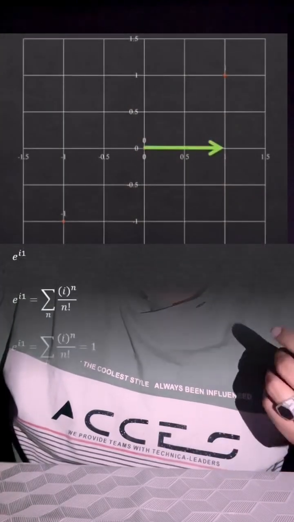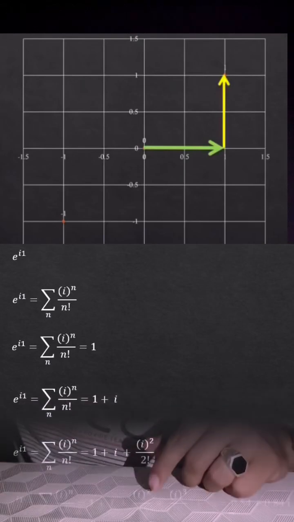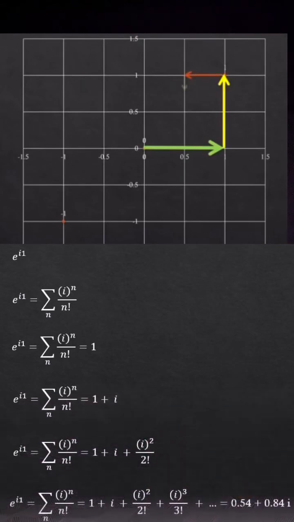And when I draw it on an Argand plane, remember in an Argand plane, the real axis is the x-axis and the imaginary axis is the y-axis. So everything which is real will be drawn in x, everything which is imaginary will be drawn in y. So 1 plus iota plus iota squared, which is actually negative 1, over 2 factorial plus iota cube over 3 factorial and so on. I'll draw all of them and this will actually converge onto one point in the complex plane, which will be 0.54 plus 0.84 iota.